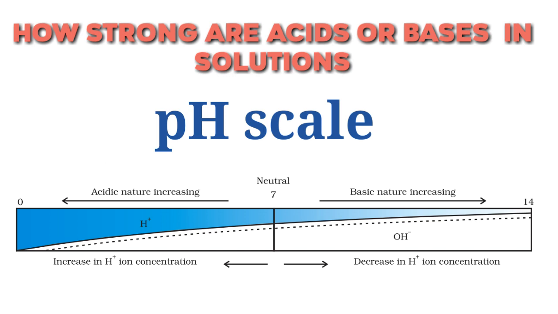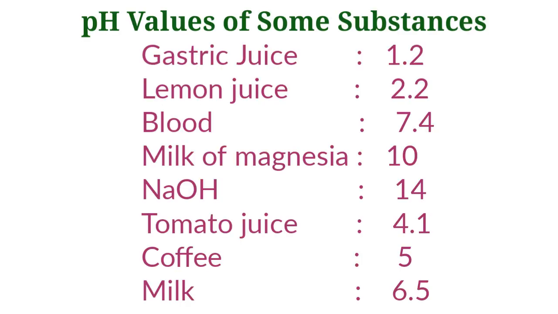Now you can see pH values of some common substances on the screen. The pH of blood is 7.4, lemon juice is 2.2, and gastric juice, that is digestive juice, has a pH of 1.2. The pH of milk of magnesia is 10 and sodium hydroxide solution is about 14.